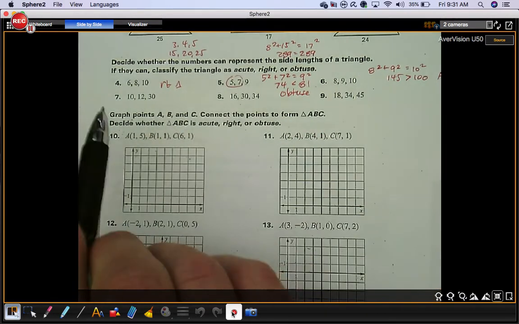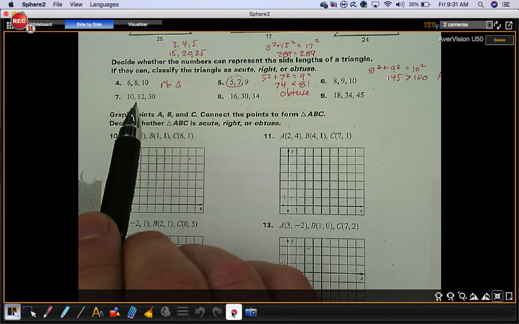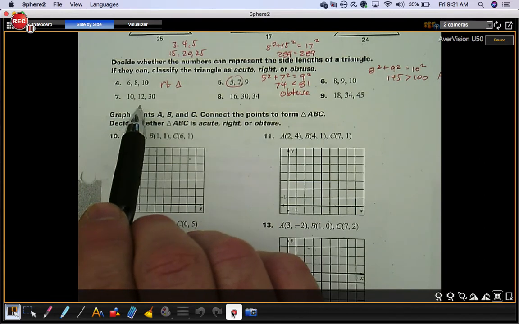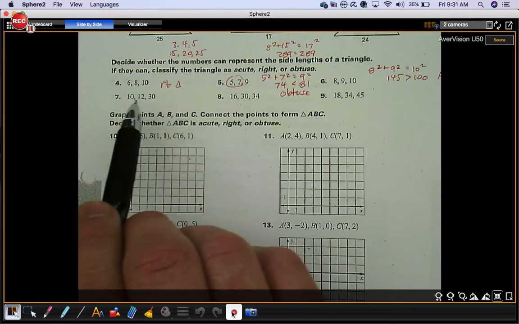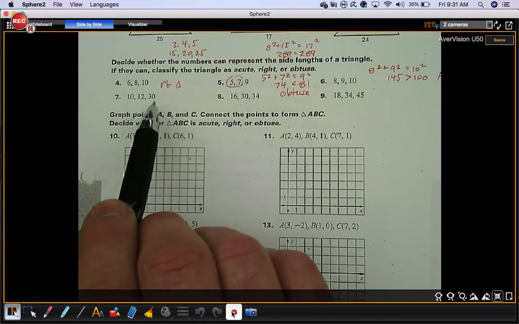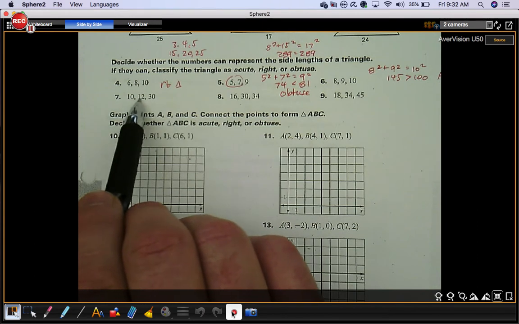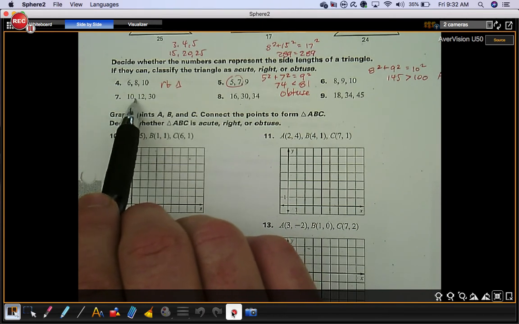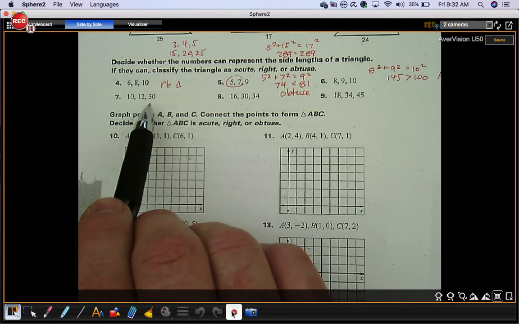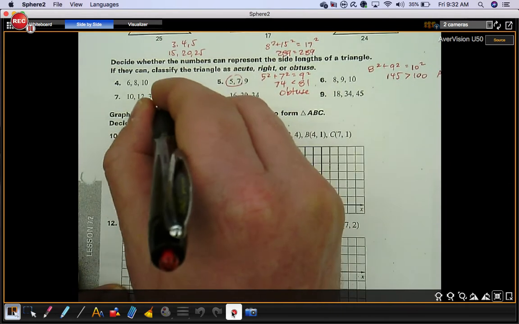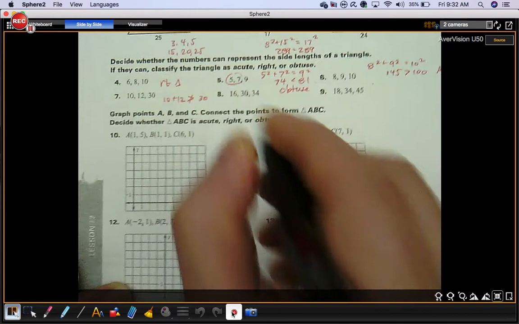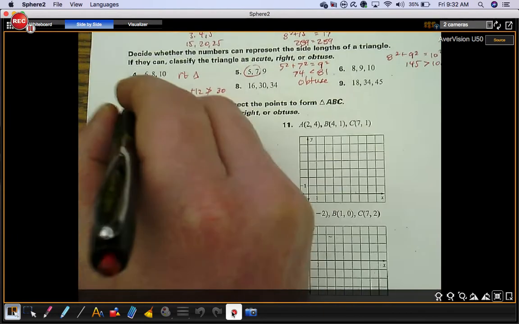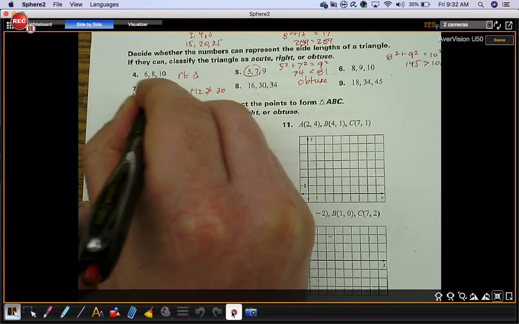Okay, now I'll do number 7 also, because this is a special type of one. Don't automatically just throw these numbers into the converse of the Pythagorean theorem. You need to make sure this is a triangle. These are your two smallest sides. If you add them, are they bigger than the biggest? And they're not. So I'm just going to write this down, that 10 plus 12 is not bigger than 30. This is not a triangle.